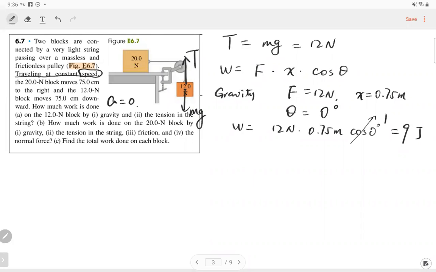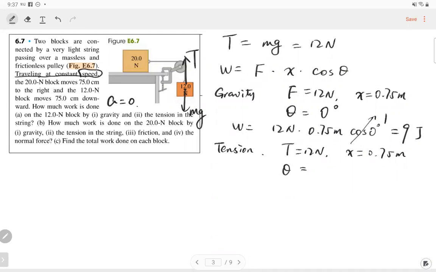Hey, that's for gravity. How about tension? Tension has the same unit, or same magnitude, as the gravity. So tension is equal to 12, and displacement is the same. This is for the object. How about the theta?